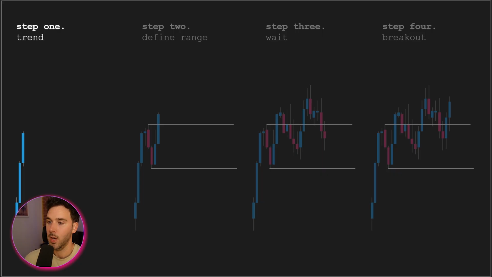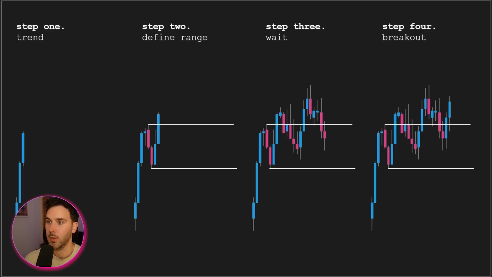In the previous video, this was the pattern which we were using. We were looking for a trend to the upside. We were looking for a range to go sideways. We'd wait for the price action to form, and then we would trade the breakout. Very simply, we're just going to flip that trend.